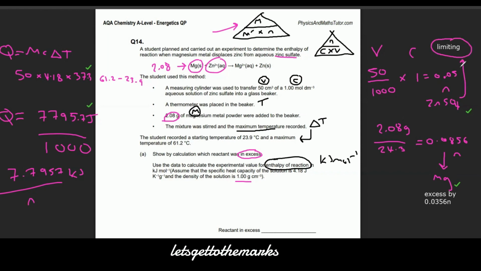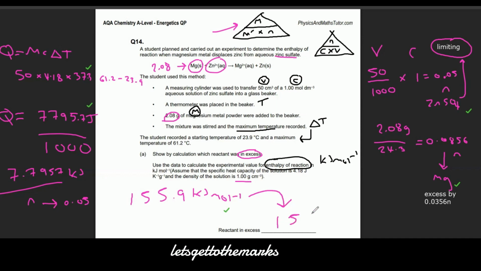But in this situation, we've got a limiting reactant. So the reaction is going to finish after this amount of moles are used. So I'm going to divide that by 0.05, and that gives me 155.9 kJ per mole -1. Give myself a little tick for that, please, Bob. Thank you. And then this is A level, so let's round it to 3 significant figures.